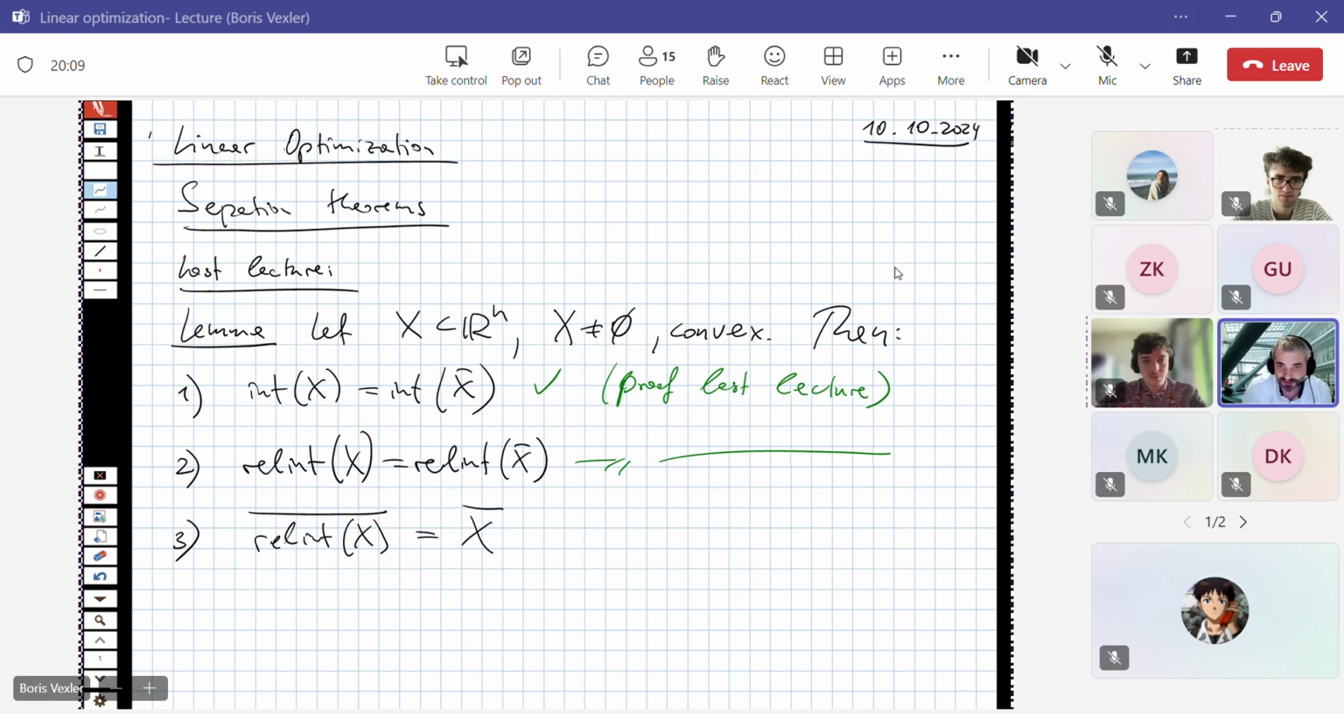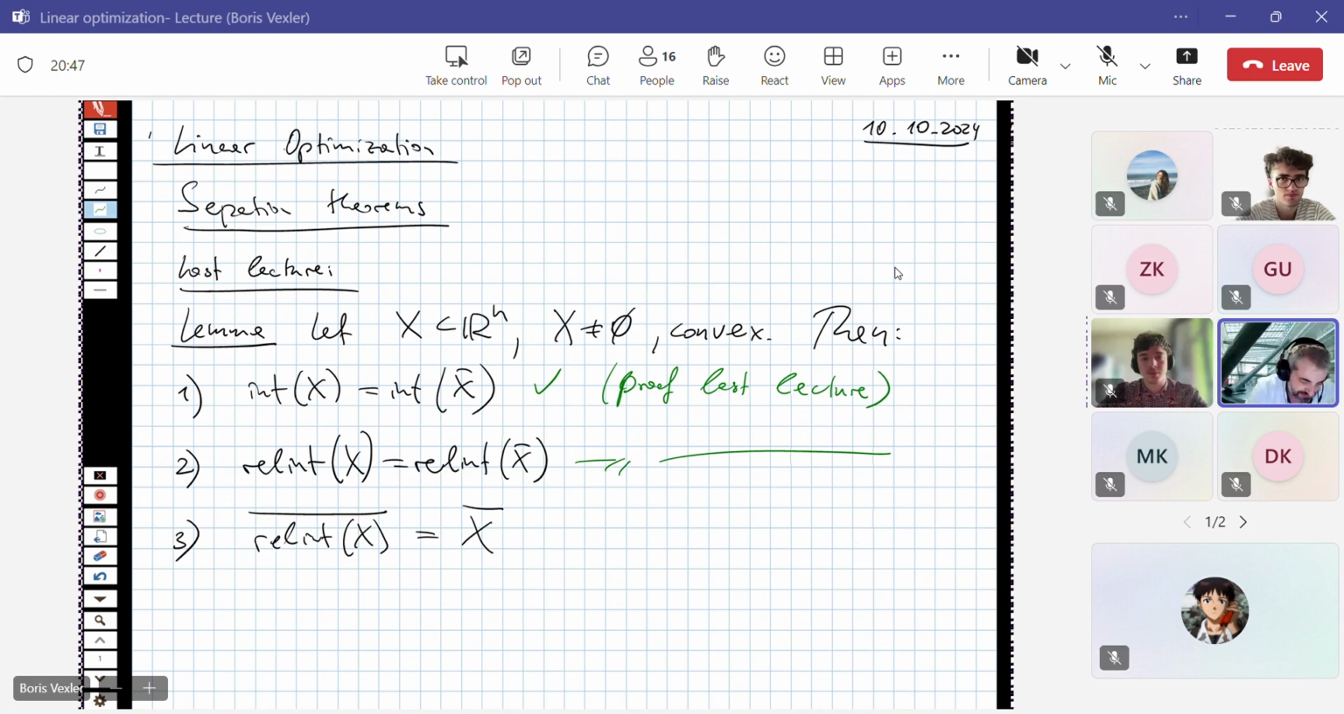Before I prove the last thing, questions so far? Do you understand? Do you remember all the notation? What does it mean if I write rel int X and bar here and all other things? If you have questions, please don't hesitate to ask them. X bar means complement, right? Not complement, no. X bar means closure. The complement I would denote by Rn without X. This would be the complement. And this means closure.